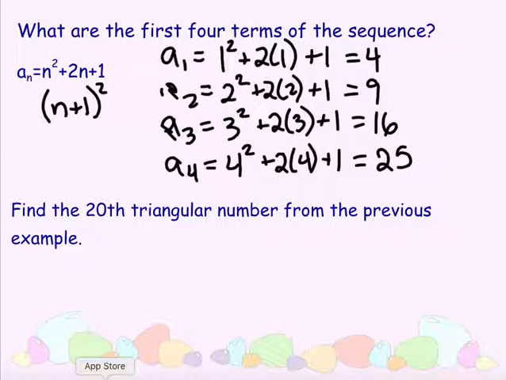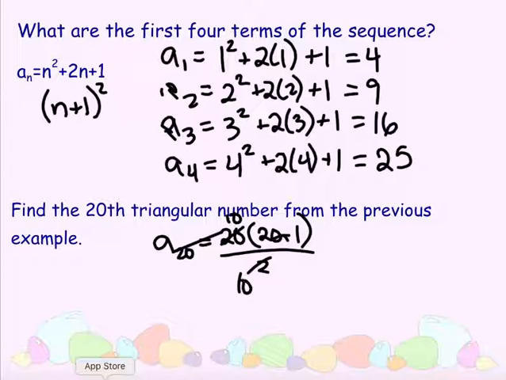Okay? And then lastly, what is the 20th triangular number? We're going to do a sub 20 is equal to 20 times 20 plus 1 divided by 2, which means I'm actually going to simplify this. So we have 10 times 21, which means my 20th triangular number is 210.